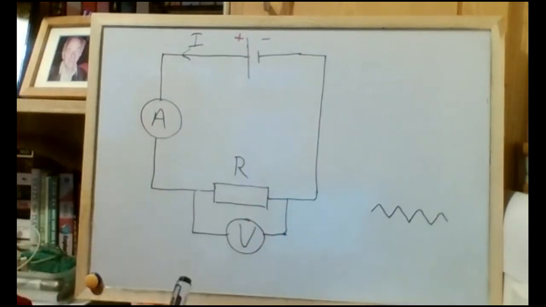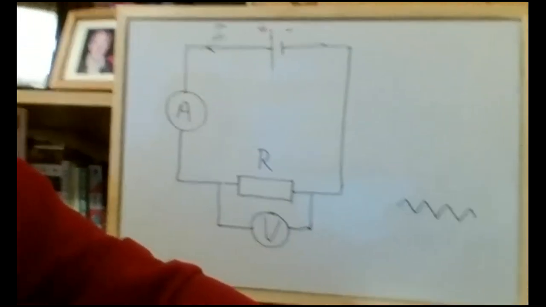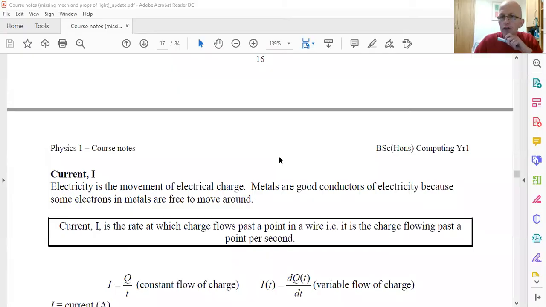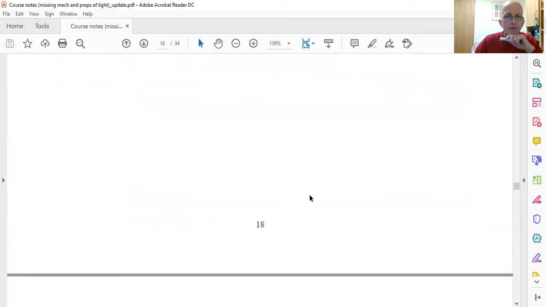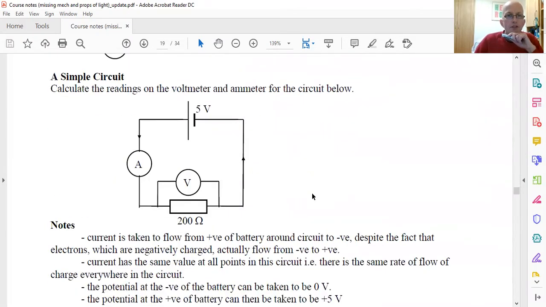Okay, so in the notes there is a particular example given. Let me pull that up now just to show you what I'm talking about. I'm going to display it briefly, and then we'll talk about it in a bit more detail. So a simple circuit. You're asked to calculate the readings on the voltmeter and the ammeter for the circuit below. So it's basically what I've drawn on the board here, but with particular values on it. Okay, so we'll stop sharing and we'll go back to the diagram I've drawn on the whiteboard.